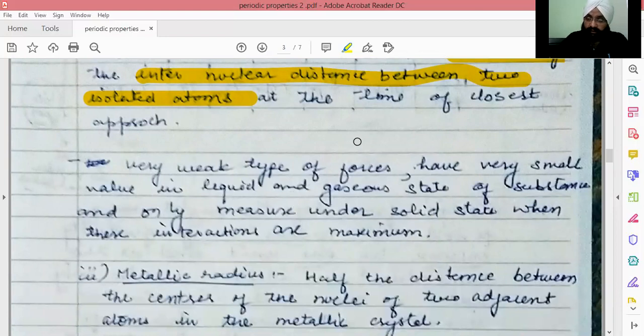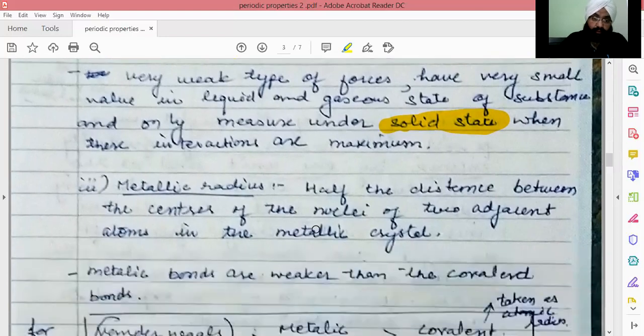The van der Waals forces are weak, so the value of the van der Waals radius is large because molecules are far apart from each other. In the case of gases and liquids, van der Waals radius is not considered. It is only considered in the solid state, when the interactions are maximum and the internuclear distance between the two is minimum.